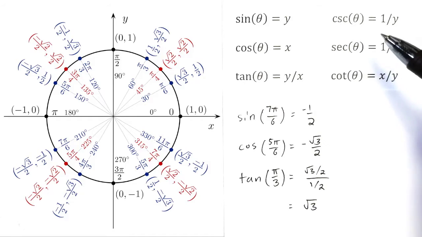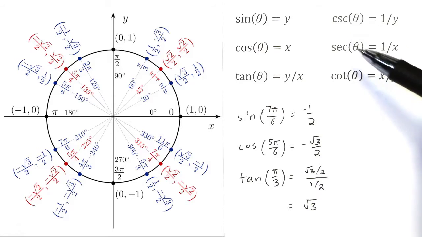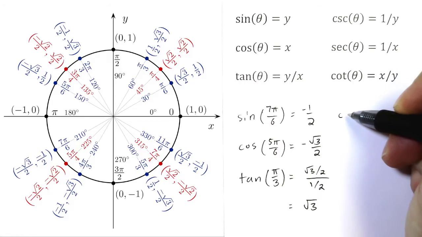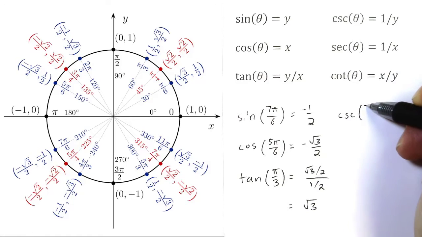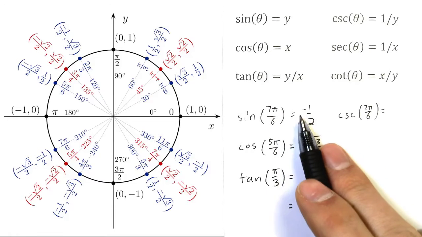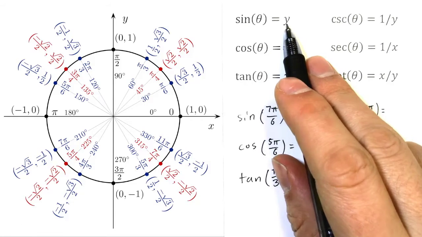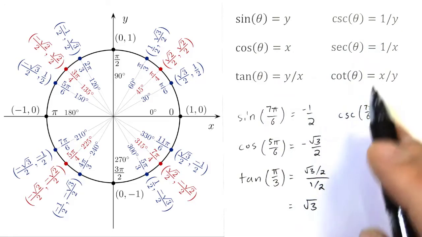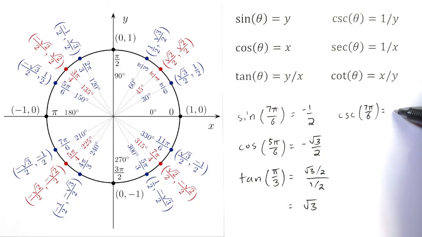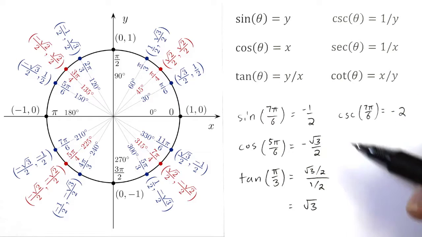Okay, let's look at cosecant, secant, and cotangent of the same angles. If I was to do cosecant of 7 pi over 6, we've already computed sine of 7 pi over 6. That's y. Cosecant is 1 over y. So this is going to be 1 over -1/2, and of course, that is equal to -2.